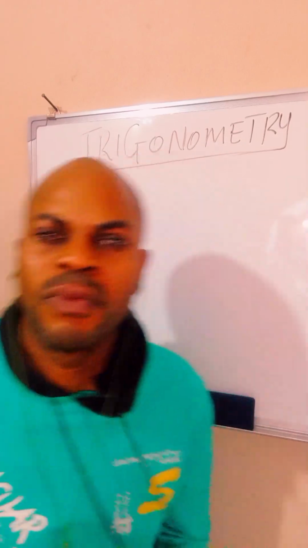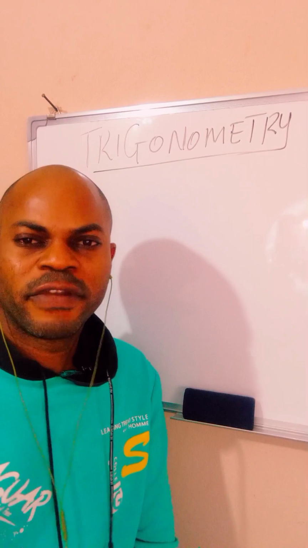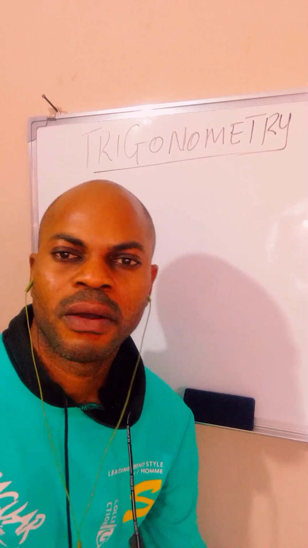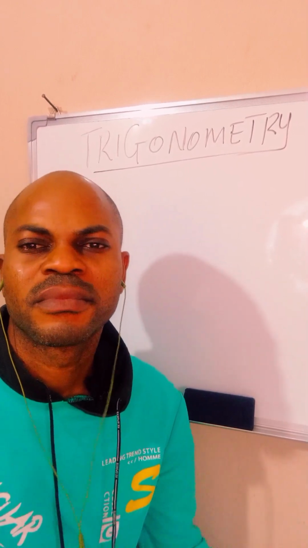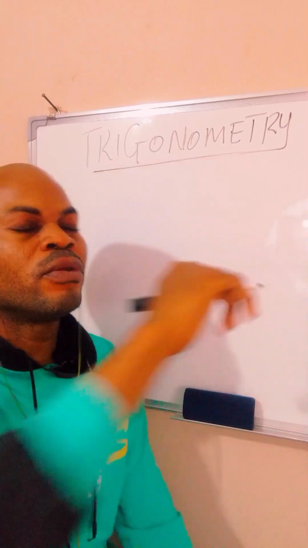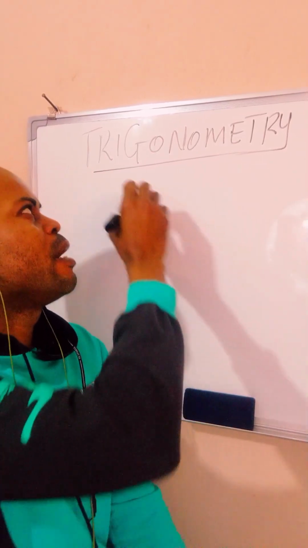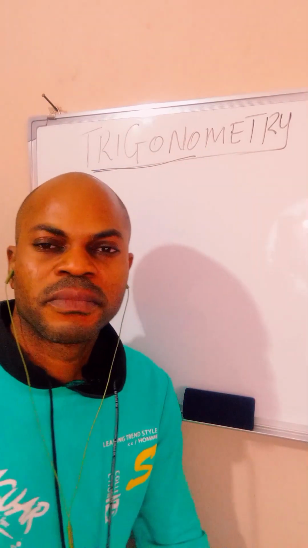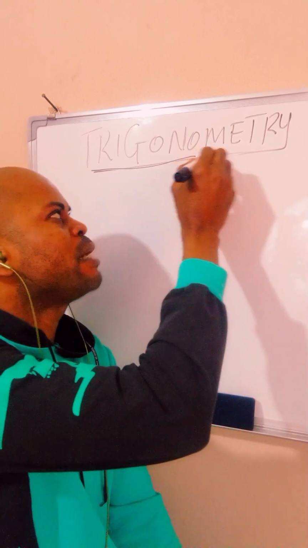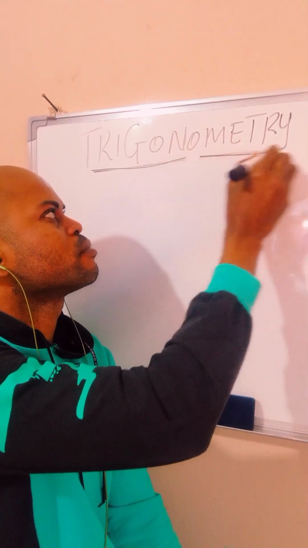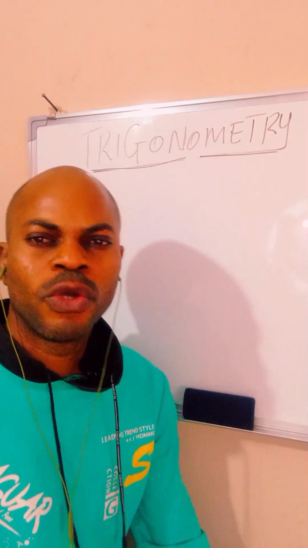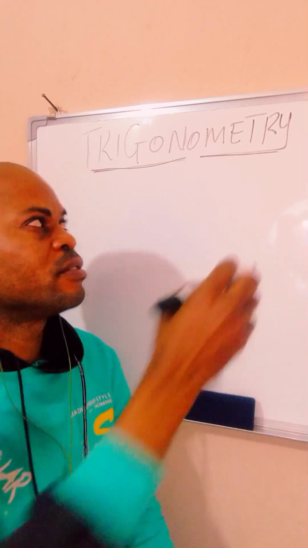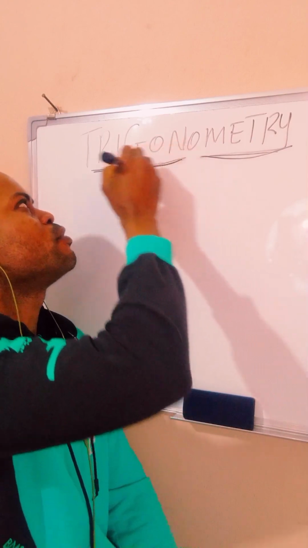So, what comes to mind when you hear the word trigonometry? First and foremost, let me establish the fact that the word trigonometry was actually coined from a Greek word. Going by how the word was coined, trigono means triangles, and metry means measurement. If we join these two words together, we're going to be having measurement of triangles.